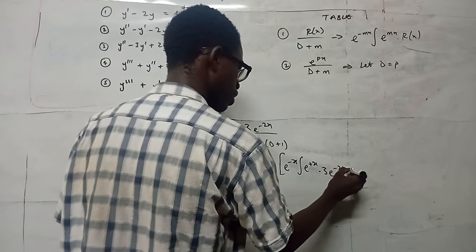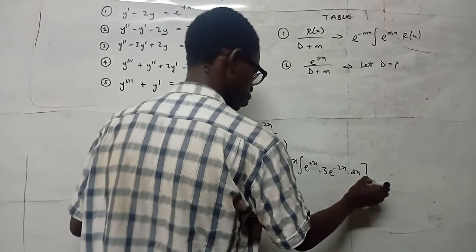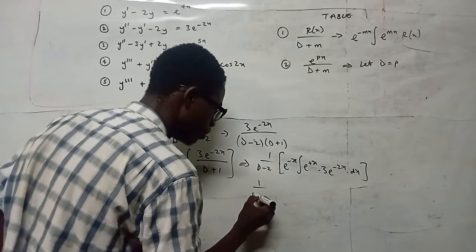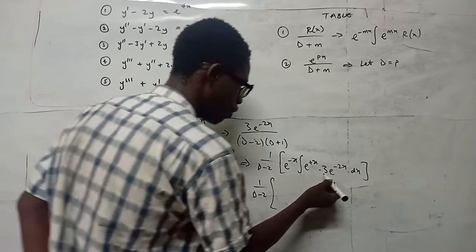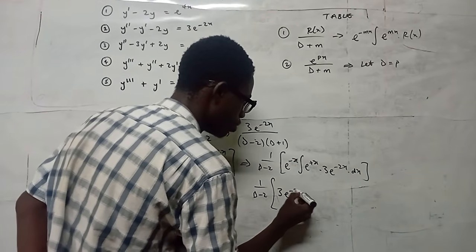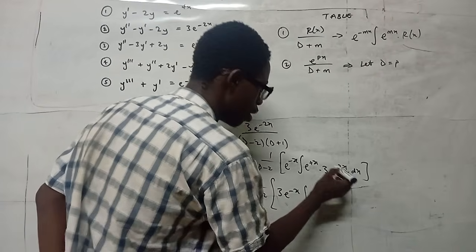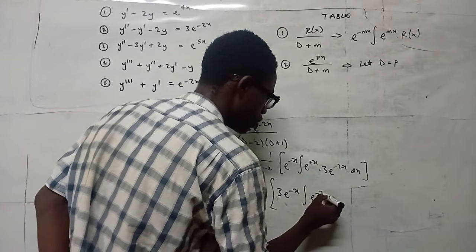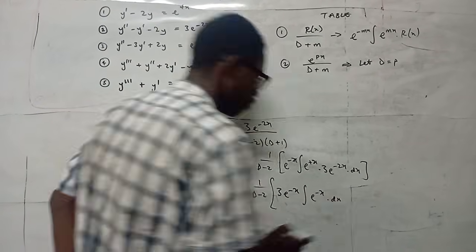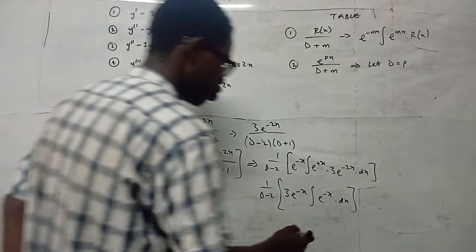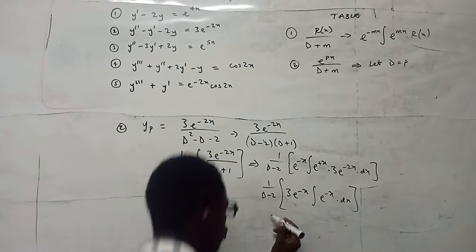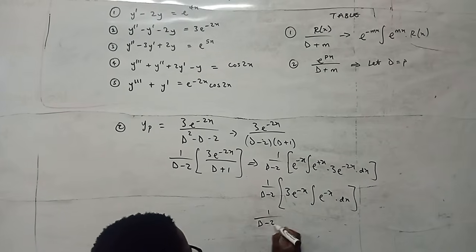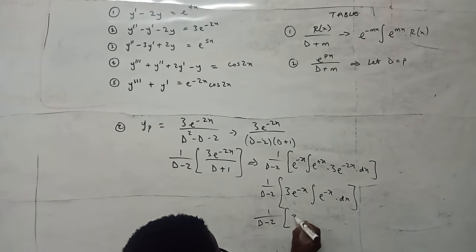So I can bring this out and say 1 over D minus 2, integral of 3 will come out, 3e to the minus x, integral of e raised to power x minus 2x, so this is minus x dx, if you get what I'm saying. So let's integrate this. We have 1 over D minus 2 into bracket 3e to the minus x.